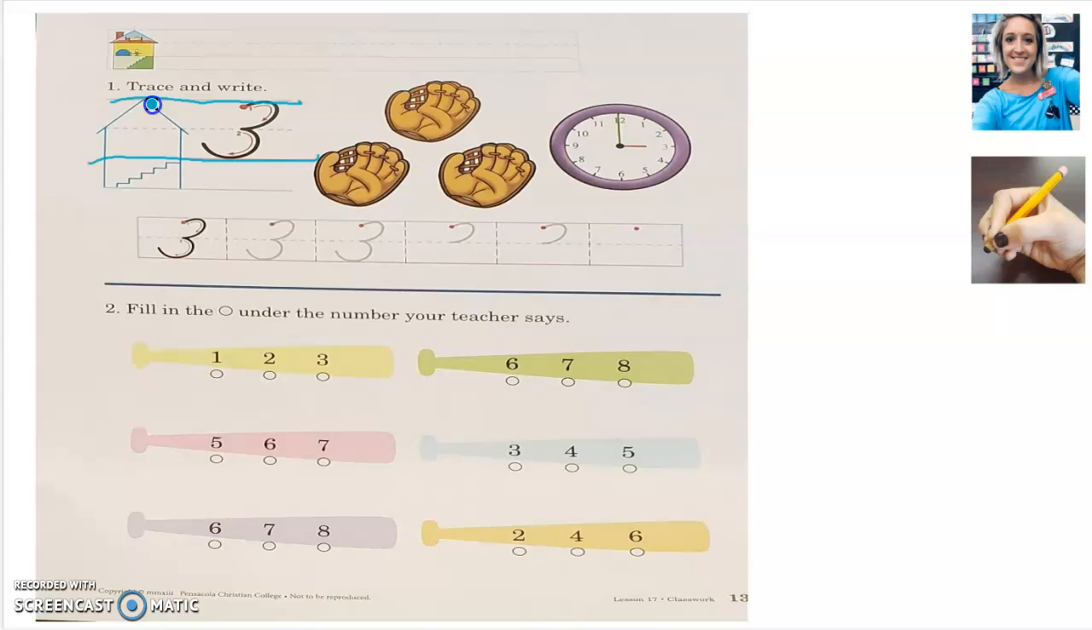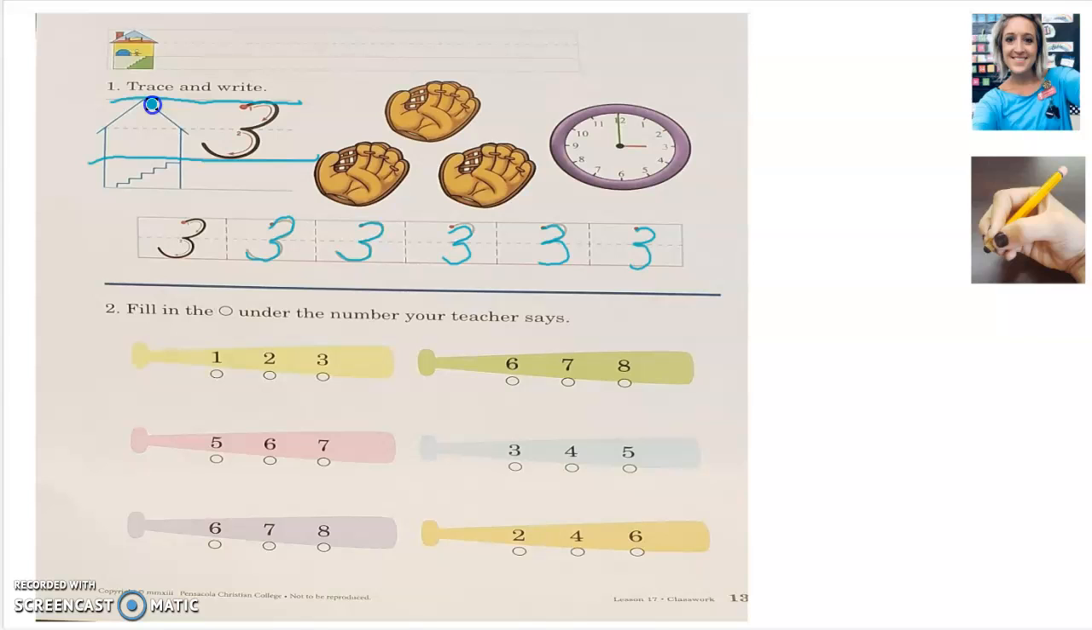All right, so around and around just like a bee, that's the way you make a 3. Around and around just like a bee, that's the way you make a 3. It's almost like a butterfly wing. A butterfly wing. All right.